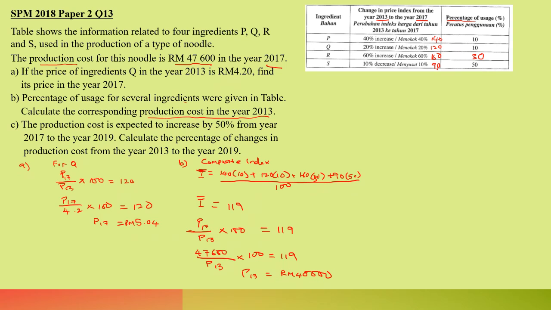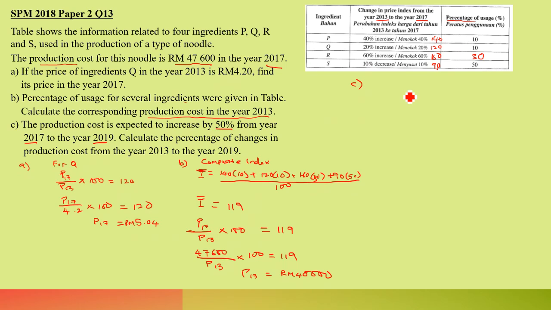Okay, now part C. They say the production cost is expected to increase by 50% from year 2017 to 2019. It's not given in this table. So we are looking at another new year here. The year is 2019. So they say the production is increasing by 50% from 2017 to 2019. So we need to know what is the percentage change.